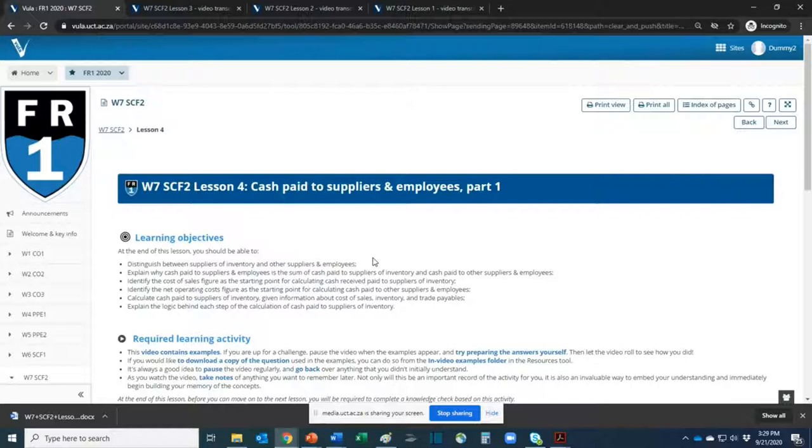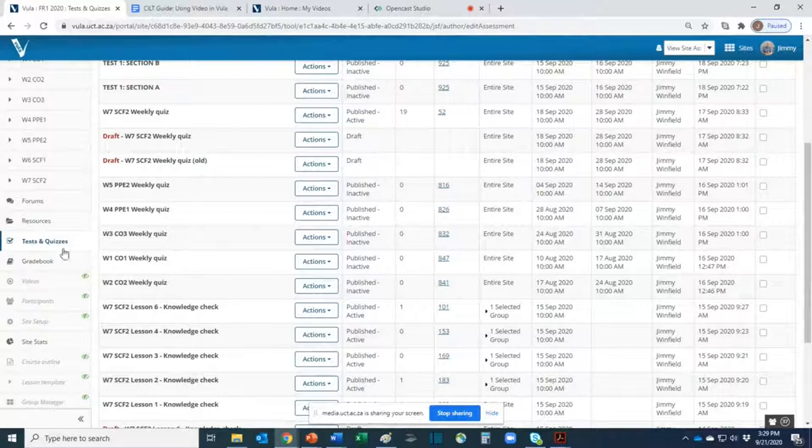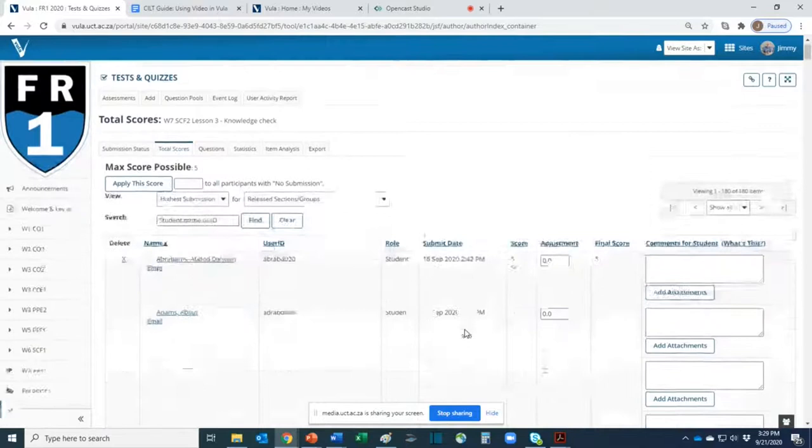What about on our side? As the instructor, I am looking down here in my tests and quizzes tool. I can see that same lesson that she's just completed. There it is, lesson 3 of week 7. She's now one of 169 students that's completed it. If I click over there, I can see scores for all of those students who have completed it, and you can see a few of our students here who've done very nicely.